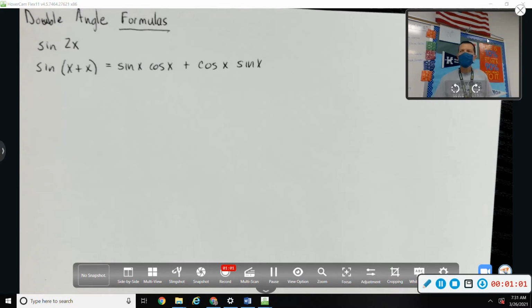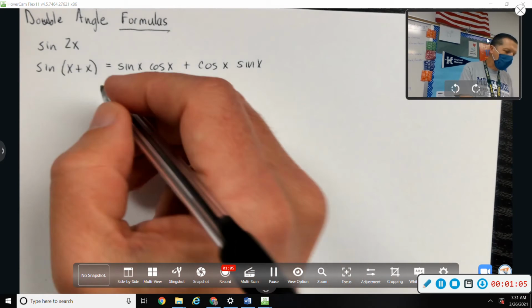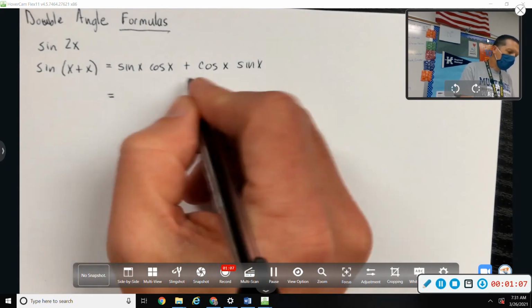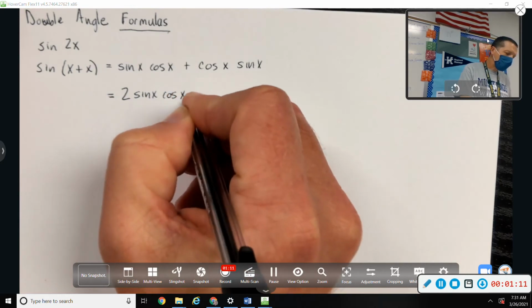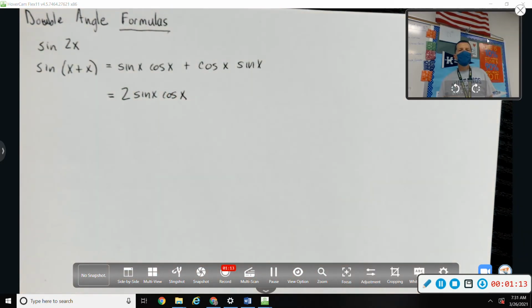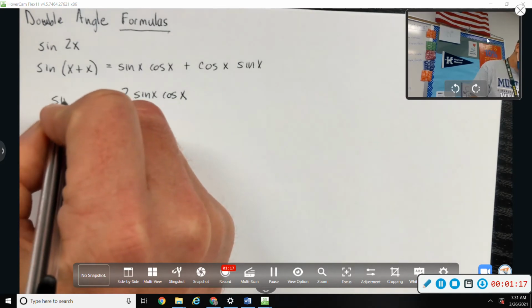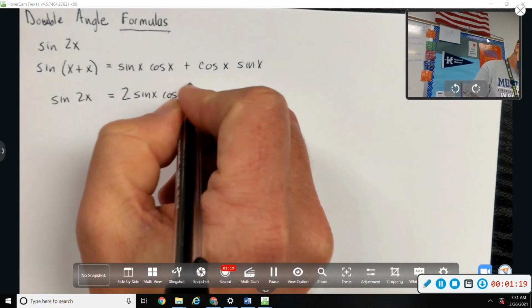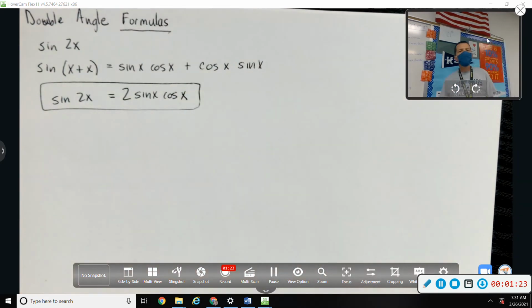I don't remember if it was in every class, but in some of the classes, people were like, well, wait a minute, that's the same thing. Instead of writing it like that, can't we just say that that's 2 sine x cosine x? Yes, you can. And so there's the sine of 2x. It's a new formula, but it's based on an old formula.